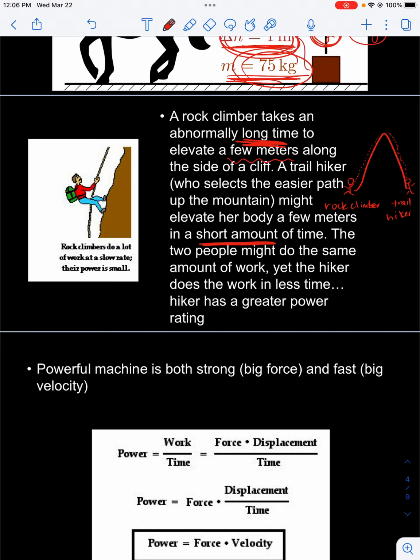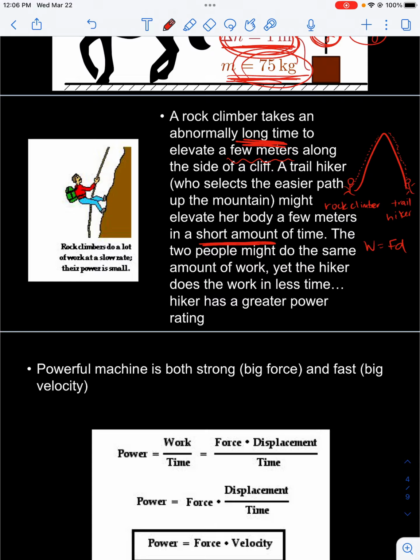What I want you to see here is that they are going the same distance. Both of them are going the same distance, and they are identical in weight, which means they are exerting the same amount of force. Remember that work is equal to force times displacement.